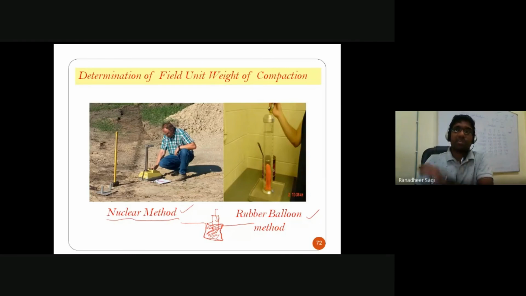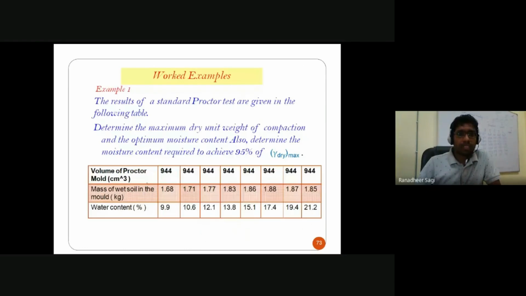Once I understand the field density of that compacted soil, I can understand whether I have achieved a relative compaction of a minimum of 90 to 95% of my targeted compaction. If that is not achieved, then continue the compaction process until you achieve the targeted compaction you want for that soil in the field. So that's how we go ahead in carrying out compaction in the field.